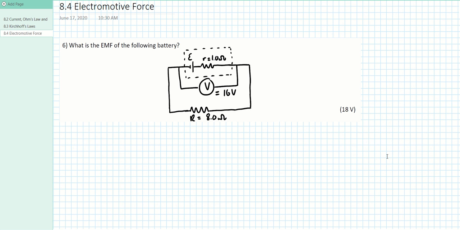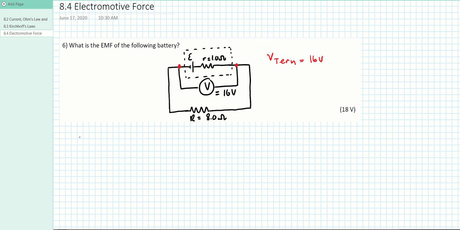Now in this diagram, we see that we have our EMF shown in this dotted line here, and then it shows the voltage, which in this case is the terminal voltage, because as you can see here, the voltmeter is connected on the outside of the battery. So this is the V terminal. Okay, so the V terminal is given in this question, which is 16 volt. And then we have our resistor, which is our load here on the outside, 8 ohm. The question says, what is the EMF of the following battery?